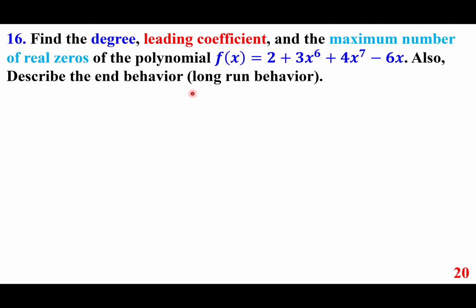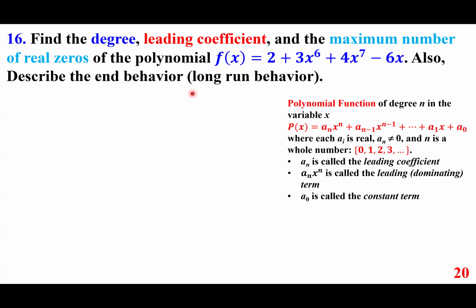So again, quickly reminding you of polynomials and how they look. Polynomial function of degree n in the variable x, p of x equals a sub n x to the power of n, plus a sub n minus 1 x to the power of n minus 1, all the way to a sub 1 x plus a sub 0, where each a sub i is real, a sub n can't be equal to 0, and n is a whole number, 0, 1, 2, 3 to infinity. A sub n is called the leading coefficient. A sub n times x to the power of n is called the leading or dominating term. A sub 0 is called the constant term.